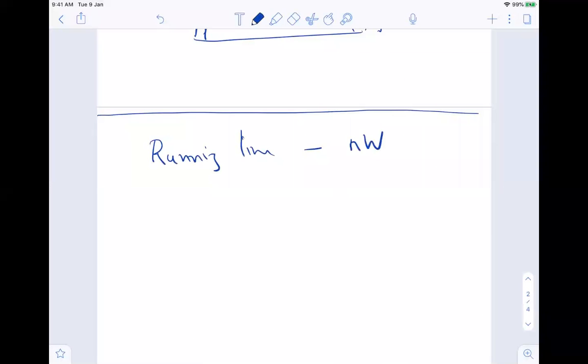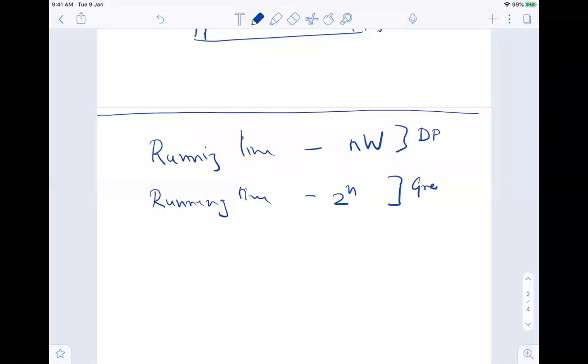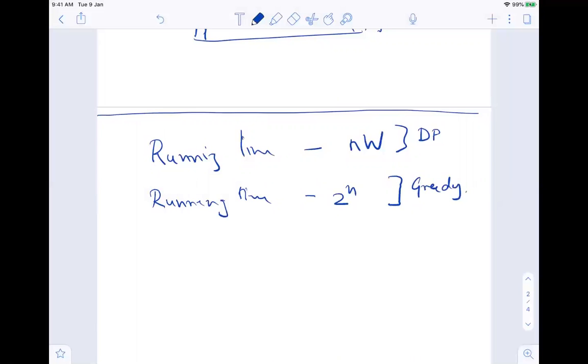Okay, fine. Now you can also have a running time. For the greedy algorithm, you can of course create a greedy algorithm with a running time of 2 to the power n. That is certainly there. So this is using DP and this is using greedy. You can do that. There's no question about that. This is a bit of a detour, but okay, fine.